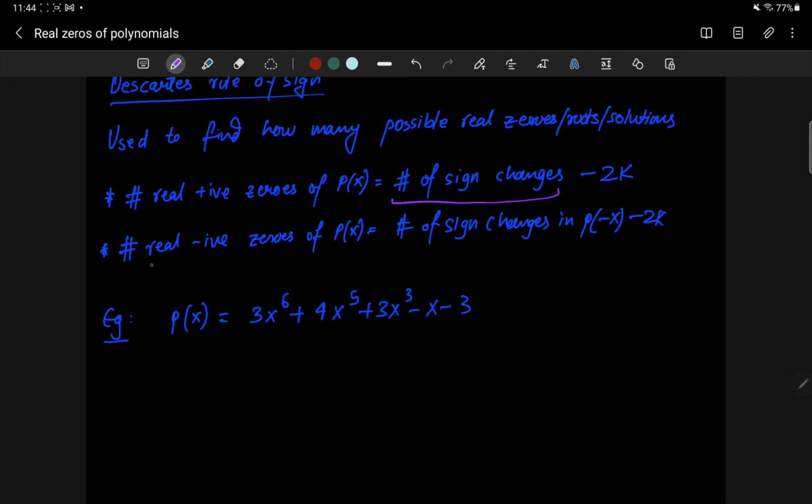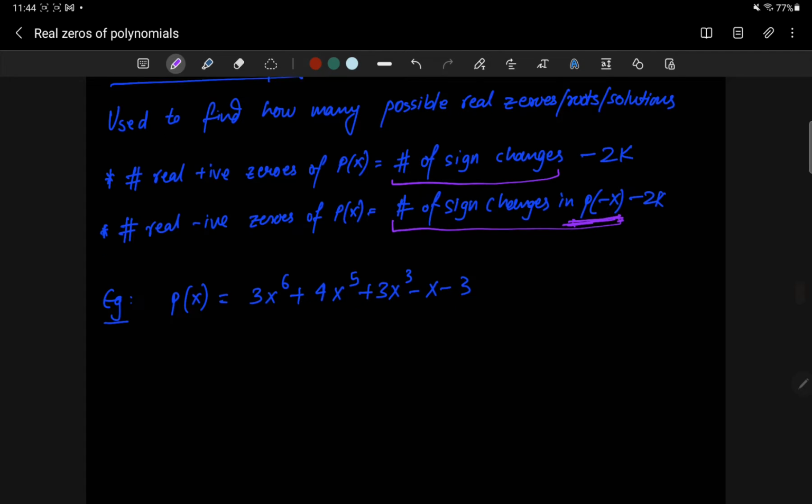Similarly, the number of real negative zeros is the number of sign changes in p of negative x. So you replace x by negative x and then you count, and however many these are, it's either that many or reduced by multiples of 2. So again, if this comes out to be say 4, then it could be 4 or it could be 2 or it could be none at all.